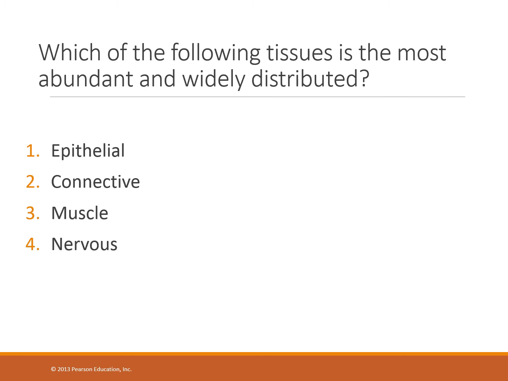Which of the following tissues is the most abundant and widely distributed? Would that be epithelial, connective, muscle, or nervous tissue? Number 2, connective tissue, is the correct answer here. Connective tissues are the most abundant throughout the body. Remember, connective tissues include your bones, your cartilages, your fats, your blood, and a whole host of other tissues.